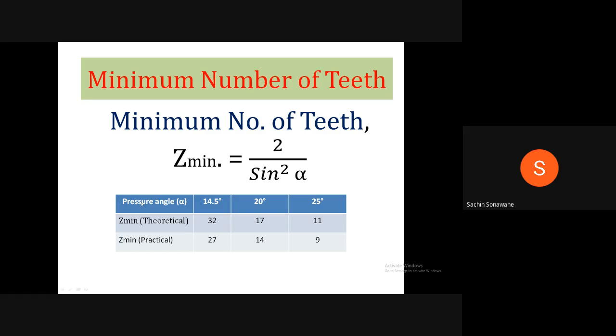If the pressure angle is 14.5 degree, Z minimum theoretical is equal to 32, Z minimum practical is equal to 27. For 20-degree pressure angle, Z minimum theoretical is 17, Z minimum practical is 14. Similarly, for pressure angle equal to 25 degree, Z minimum theoretical is equal to 11, Z minimum practical is equal to 9.